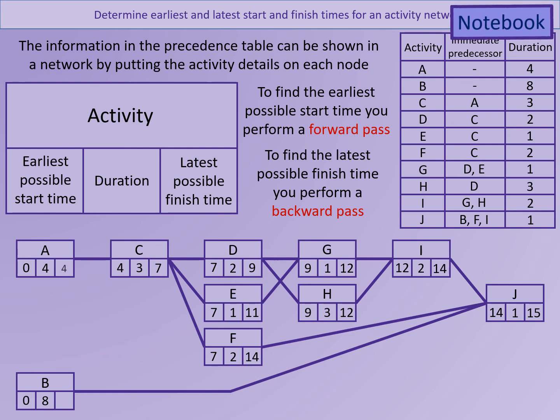Just to finish off then, activity A has a latest finish time of 4, that comes from activity C, 7 take away 3. And finally, activity B has the latest possible finish time of 14. That comes from doing 15 take away 1 from J. So we've now performed a reverse pass or a backwards pass through the network to find the latest possible finish time for each activity in the network.